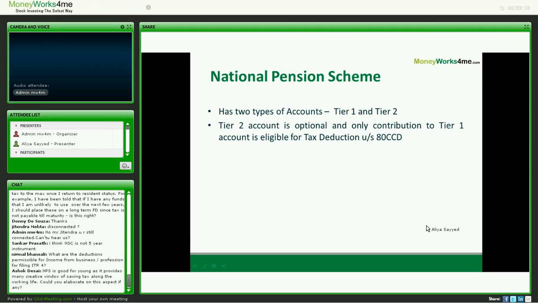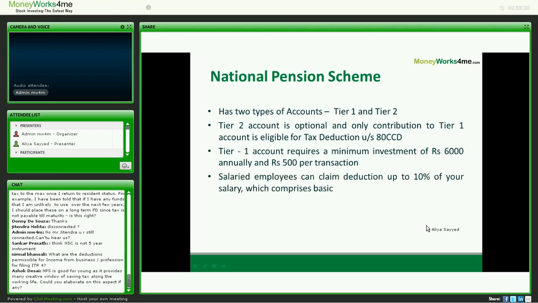Again, there's a minimum requirement in Tier 1. A minimum annual investment of 6,000 is required in Tier 1, and every transaction has to be a minimum of 500. You cannot invest below 500 in the National Pension Scheme. The deduction that you can claim is limited to 10% of your salary.